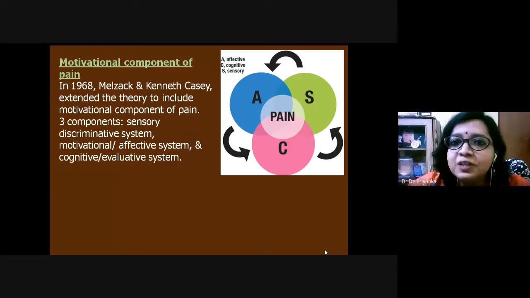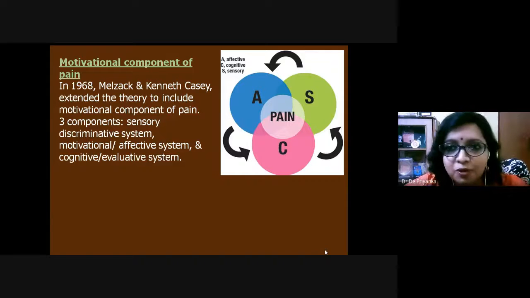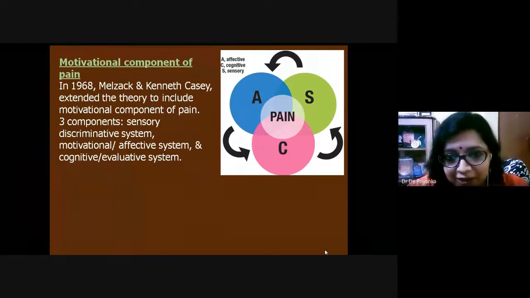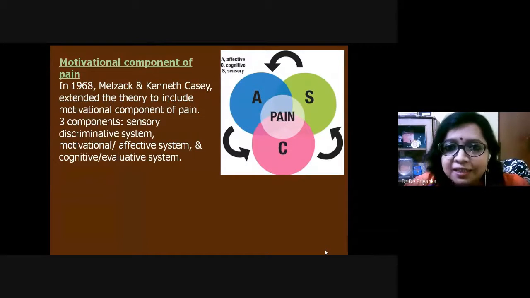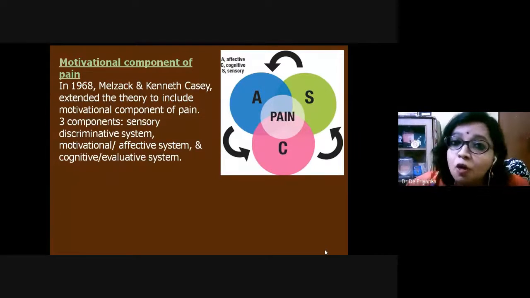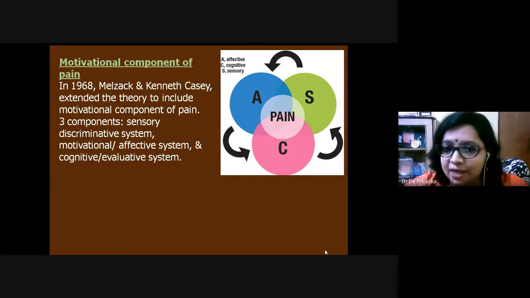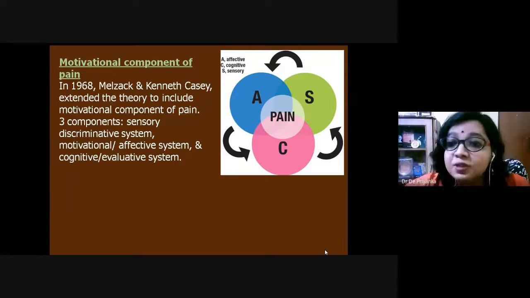He added some motivational component of the pain. Since my topic is about the neurocognitive aspect of pain, so it's not only about the neural or the neurobiological, it's also about the cognitive part. So with that, he added a motivational component to his gate control concept. He mentioned that if I really want to describe pain, pain should be described to have three important components.